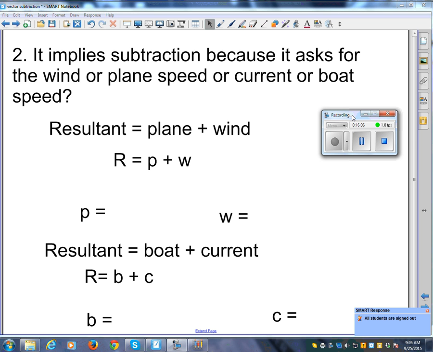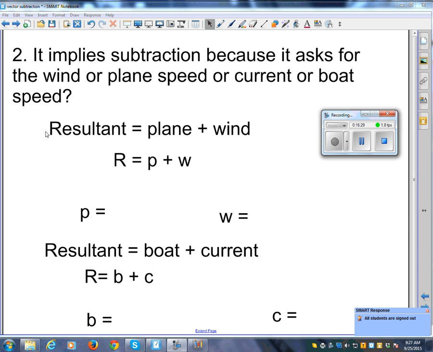We're getting close here. It implies subtraction because it asks for the wind or plane speed or current or boat speed. And I was thinking about vector subtraction this morning, because that's what I always do, think about what's coming up on the day. And I realized this slide was coming up, and I thought, you know what? I haven't really talked about plane and wind and boat and current yet, have I? Okay, so I need to add this to this lesson.